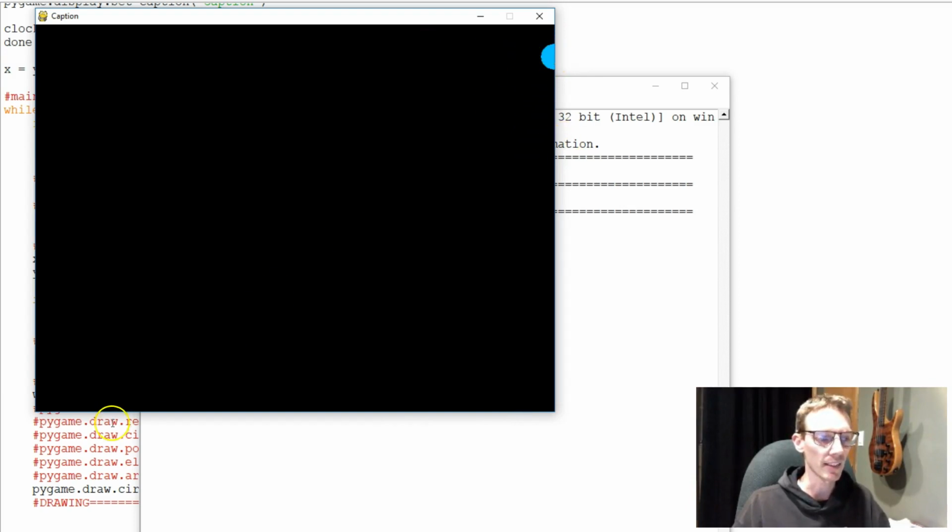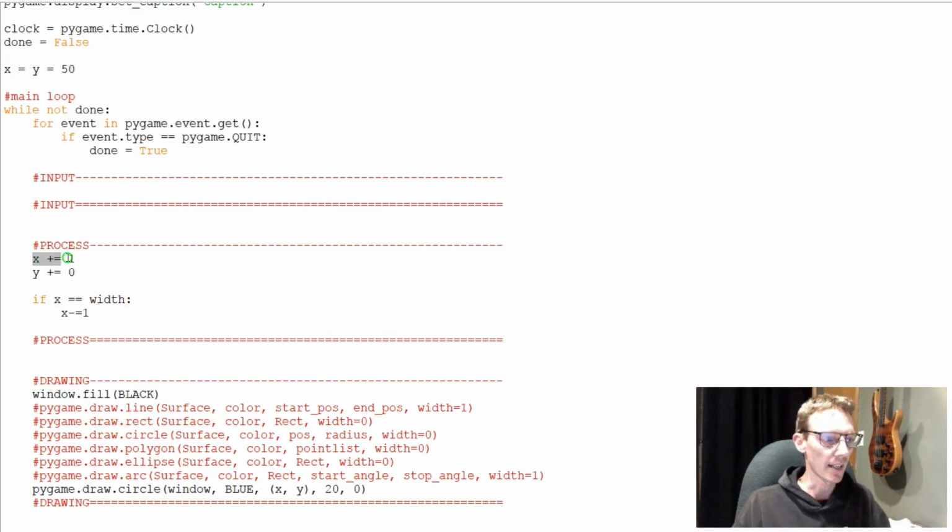And what's happening right now is I'm adding 1 to x, and I say when I get to the side of the screen, subtract 1 from x. And I go around and I come through my loop again and I add 1 to x, and then if it gets to the side of the screen, subtract 1 from x. I'm just adding and subtracting 1 constantly.